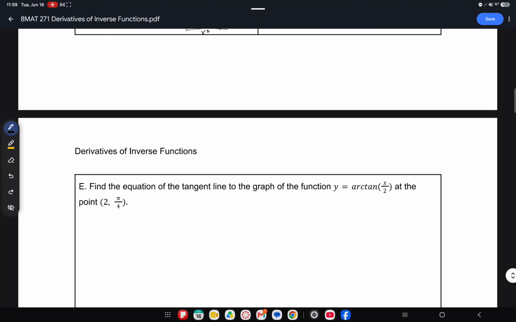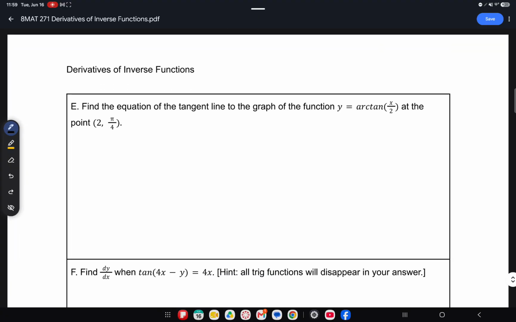Let's do some tangent line stuff here. So extend it just a little further. Find the equation of a tangent line to the graph of the function y equals arctan of x over 2 at the point 2, pi over 4. So we had to find the derivative first. Remember, the derivative at a point is the slope, and I already have my point.